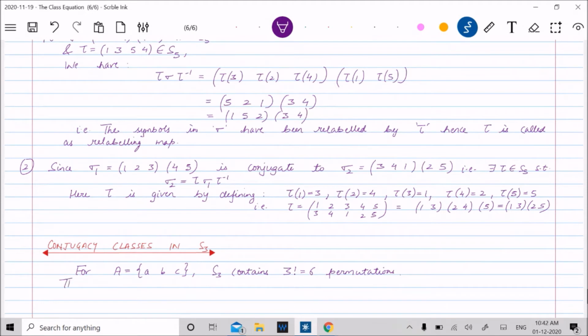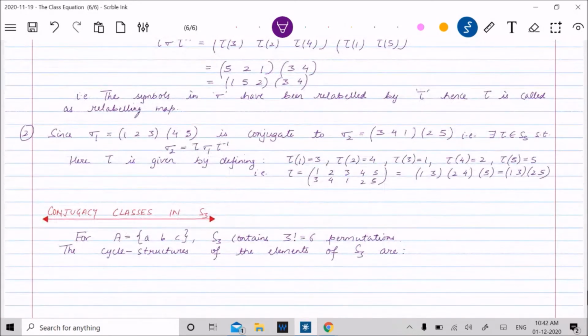The cycle structures of the elements of S3 are... Mridul, what are the different types of cycles you see in S3? Yes, sir. What are the different types of cycles you see in S3?